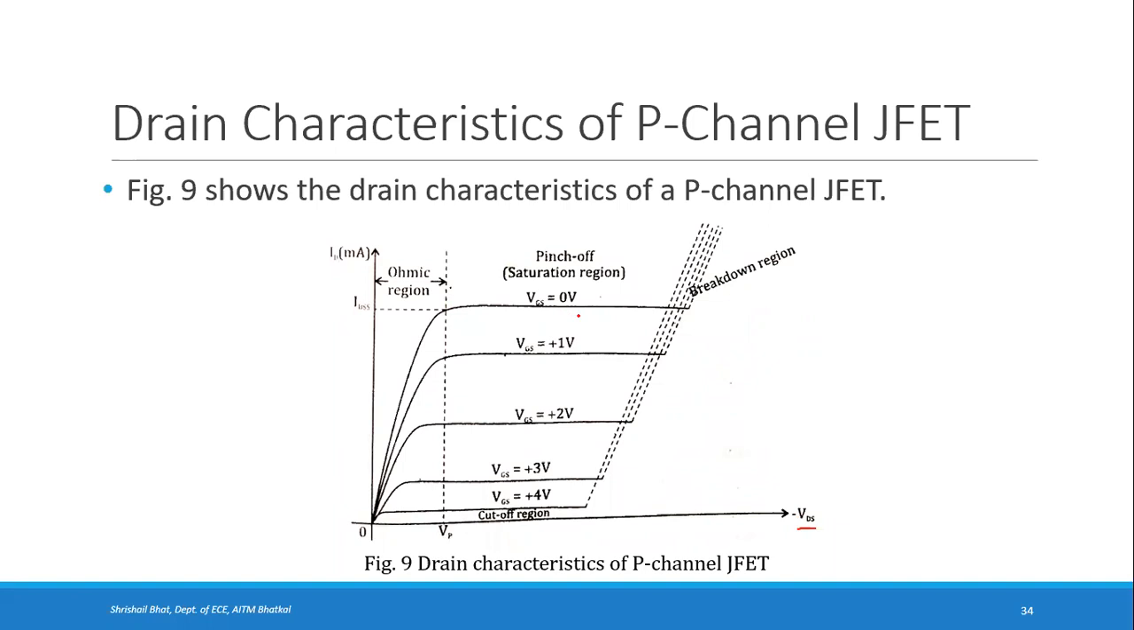But here, instead of negative VGS, you have positive VGS: +1, +2, +3. There we have seen it is -1, -2, and so on. Other things will remain same. IDSS, the constant current, ohmic region, pinch off region, breakdown region, and cutoff region. This is pinch off voltage VP. Everything else is same. Only these polarities, this will be plus and this will become minus in the case of P channel JFET.